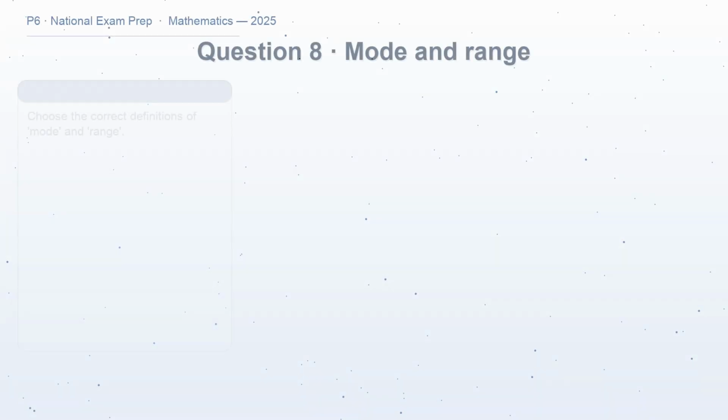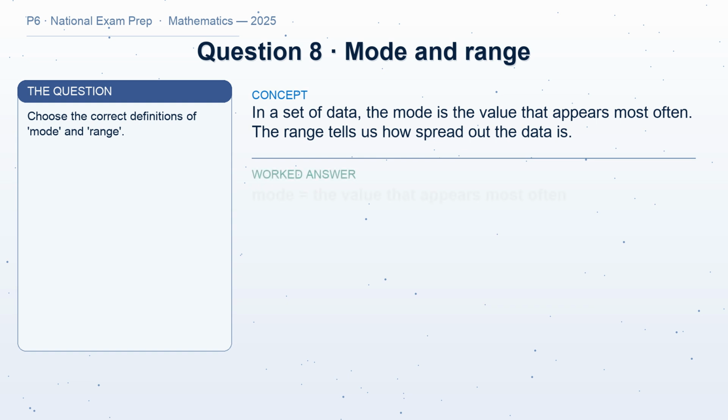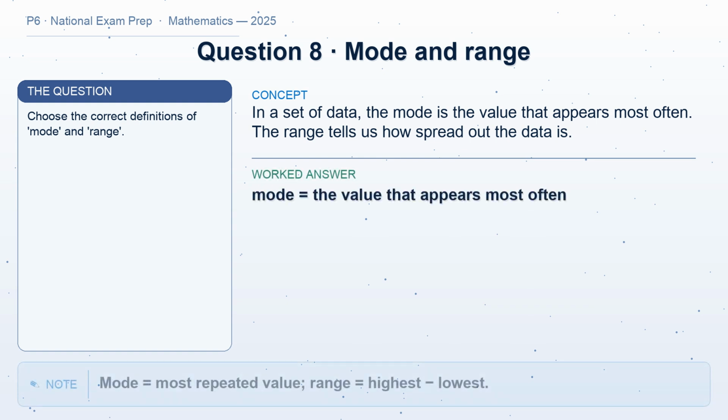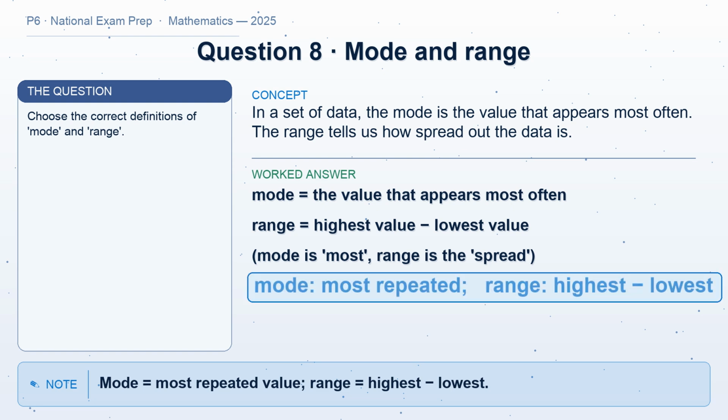Question 8. Let's give the correct meaning of the words mode and range. These are two words we use to describe a set of data. The mode is the value that appears the most often. Think of the letter M for mode and for most. The range tells us how spread out the numbers are. We find it by taking the highest value and subtracting the lowest value. So the mode is the most repeated value, and the range is the highest minus the lowest. Two useful words to remember.